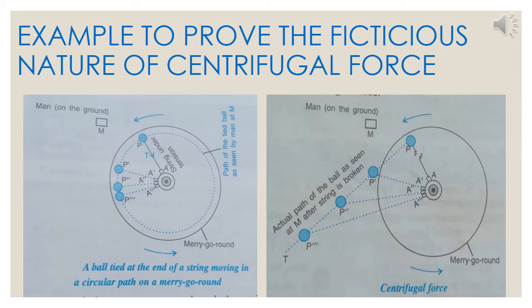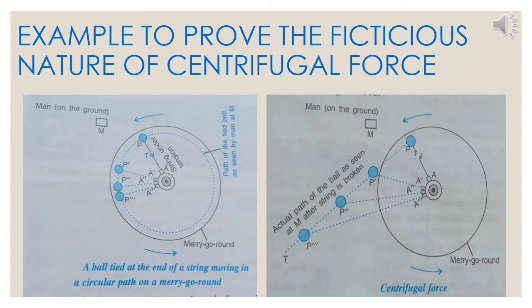The motion of the ball is observed by two persons. The first is standing outside the merry-go-round on the ground at M, and the second is standing on the platform of the merry-go-round at A. The person standing on the ground at M observes that the ball is moving in a circular path, while the person standing on the merry-go-round at A observes that the ball is stationary, placed just in front of him at B.